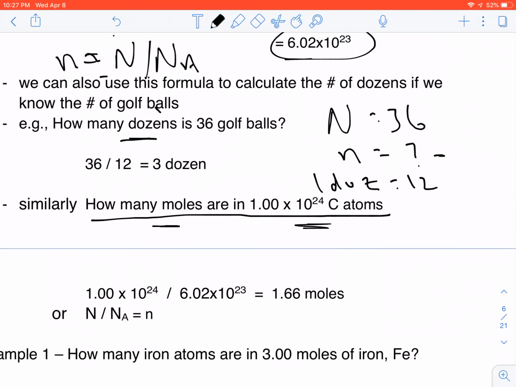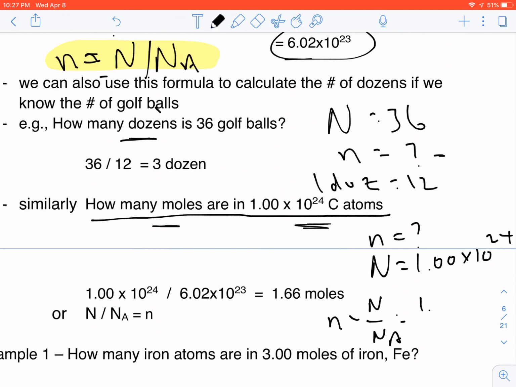I'm going to look at the information in the question. The question asks how many moles, so I'm looking for little n as my unknown. I'm told the number of atoms, which is big N. Big N here is 1.00 times 10 to the power of 24 atoms. And I also need to solve for little n. Let's go back up to here for a minute. I can see that little n is equal to big N over NA. So if I say little n is equal to big N over NA, I'm going to take my 1.00 times 10 to the power of 24.